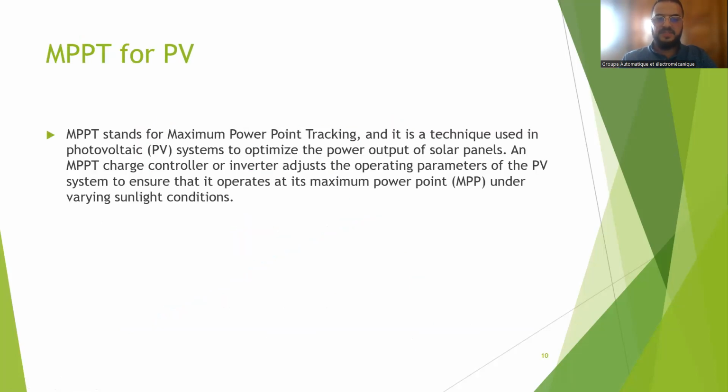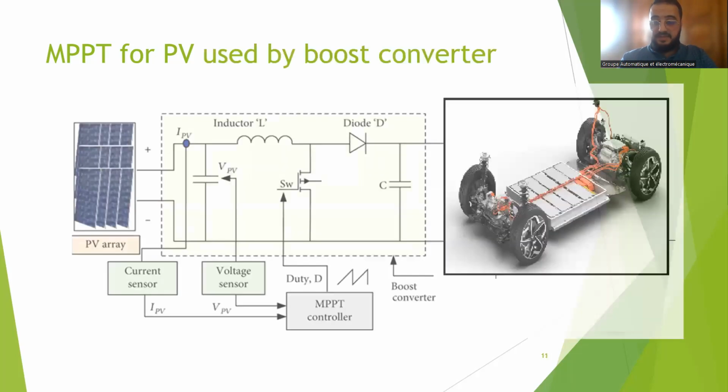MPPT stands for maximum power point tracking, and it is a technique used in photovoltaic systems to optimize the power output of the solar panels. And the MPPT charge control, in our case it will be a chopper, adjusts the operating parameters of the PV system to ensure that it operates at its maximum power point that we have seen in the curve under varying sunlight conditions. This is our system.